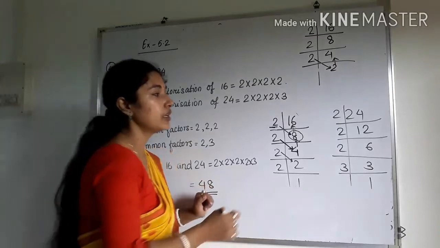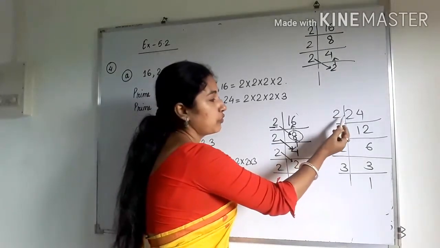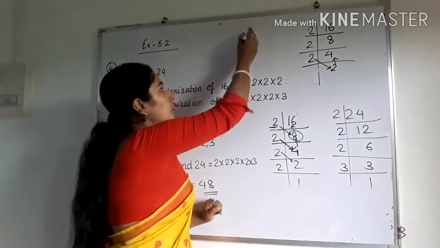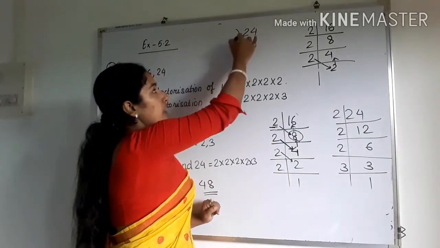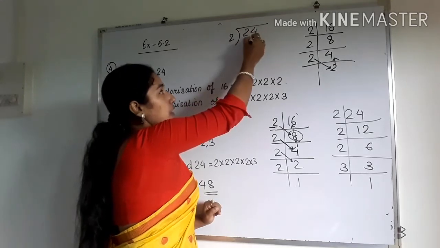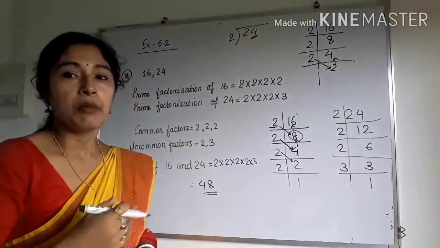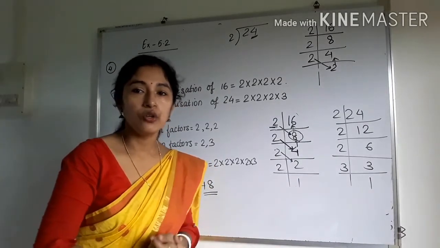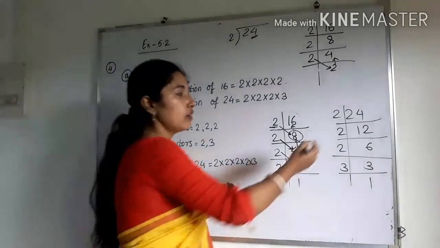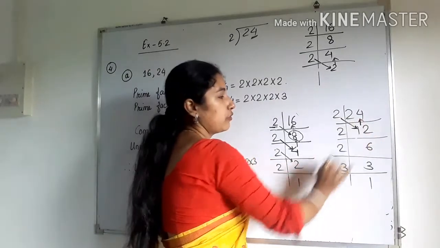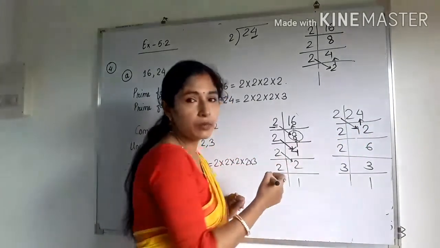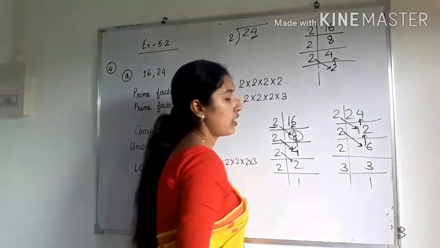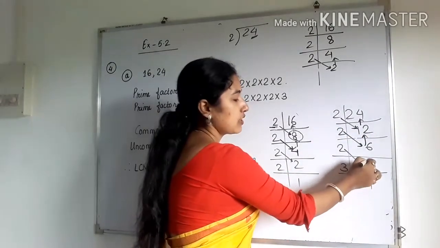See, by this method, if you don't know 24 is divisible by which number, you can divide in a rough copy. Divide 24 by 2. As you see, the unit place is 4, that means this number is divisible by 2, okay. So 2 12s are 24. Next, again 12 is divisible by 2, 2 is the prime number, so again 2 6s are 12.